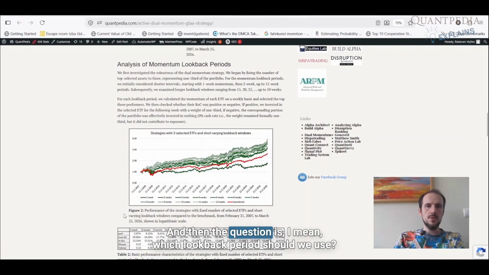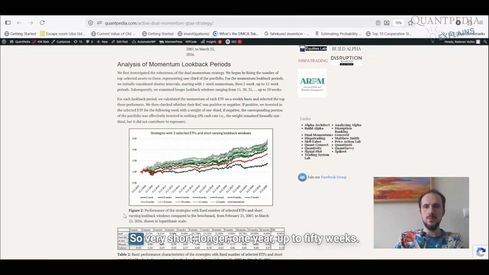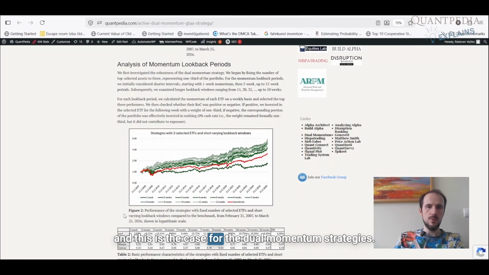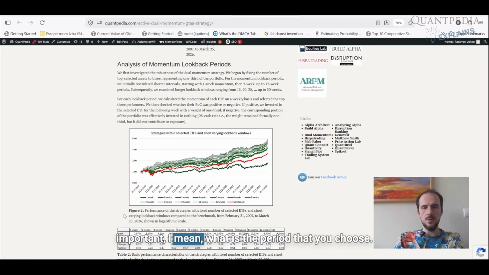And then the question is, which look-back period should we use? Because this is the most important parameter. What is the look-back period on which you base your dual momentum? It could be 6 months, which is approximately 26 weeks. It could be 5 weeks, 6 weeks, 10 weeks, 20 weeks, so very short, or longer, 1 year, up to 50 weeks. It depends. However, the robustness of the strategy is shown when it's not important which parameter you pick. And this is the case for the dual momentum strategies. If you have a portfolio that is diversified and robust enough, it's really not important what period you choose.